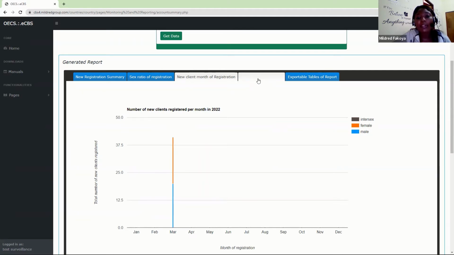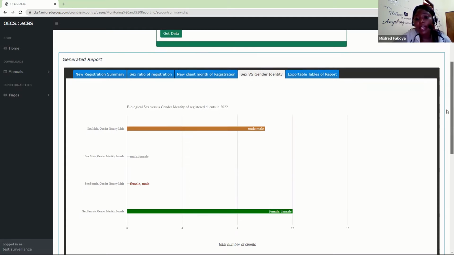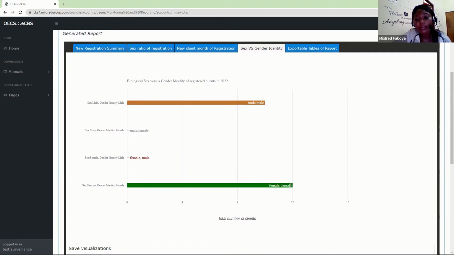We also have the comparison of the biological sex and the gender identity of the clients who access services. So we have 4 different categories of grouping. We have people whose biological sex is male and the gender identity is male. The people whose biological sex is male and gender identity is female. The people whose biological sex is female and gender identity is male. And the people whose biological sex and gender identity are both female. So this gives you information about the clients you have.